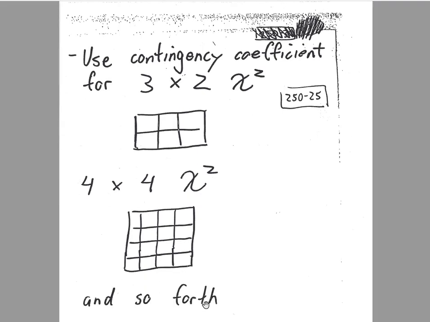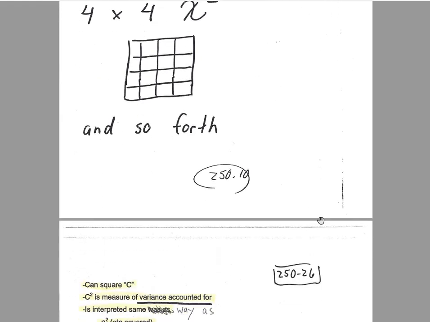You can use contingency coefficient if you've got something bigger than 3 by 2. If you've got 4 categories of your predictor variable and 4 categories of the criterion variable, again, you could use contingency coefficient as your index of effect size for that kind of table.